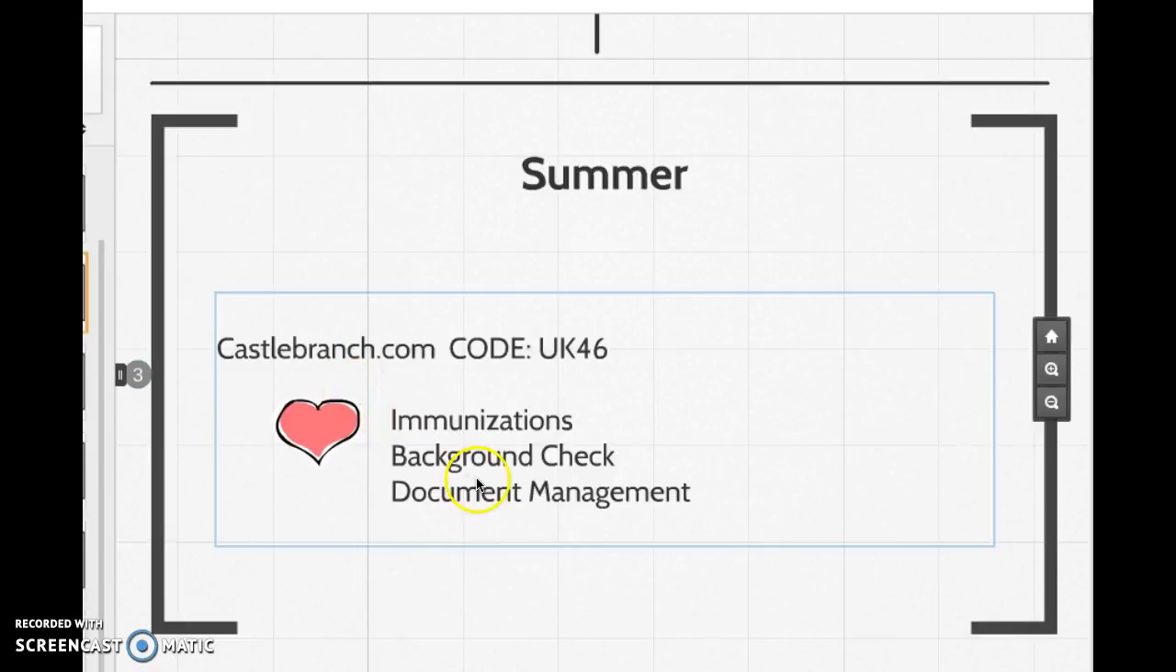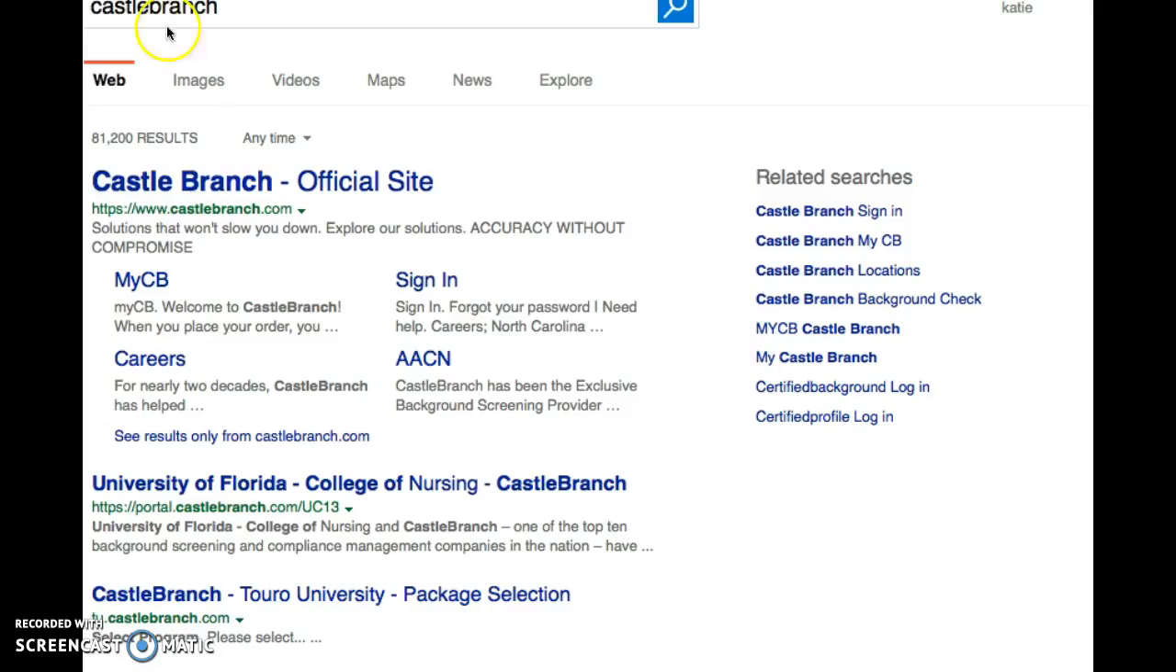If you've already done this, you can actually talk to the people at Castle Branch. It's a company that used to be called Certified Background, and so if you used to have this through Certified Background, you can certainly contact them and they'll just transfer your information. But if not, you need to set up a new account, and so you could just go to castlebranch.com, which I can show you right here.